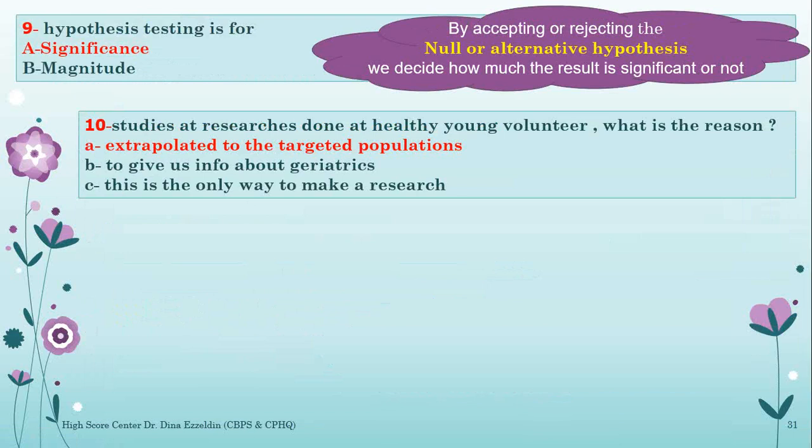Studies and research are done on healthy young volunteers. What is the reason? The results are extrapolated to the targeted population to give us information about geriatrics. How geriatrics, when this is a healthy younger volunteer? This is the only way to do research. We want to extrapolate our sample to include the whole population, so we can generalize the result to the population. We want our sample to express the real population.